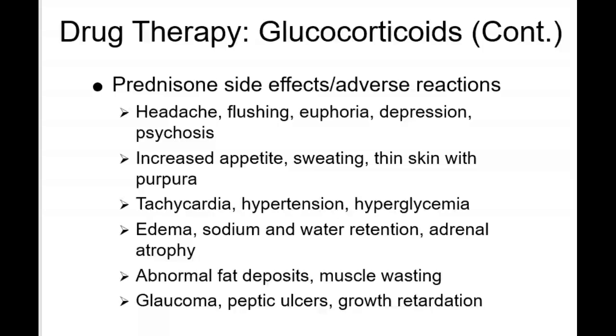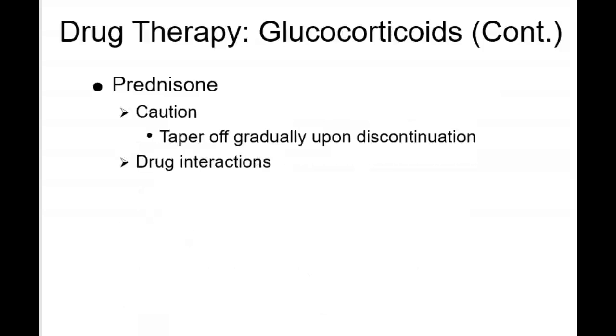Because of this, when drug therapy for steroids or glucocorticoids is discontinued, this is important to note: the dose should be tapered, so weaned down, to allow the adrenal cortex to start producing cortisol and other corticosteroids. Abrupt withdrawal of the drug can result in severe adrenocortical insufficiency.